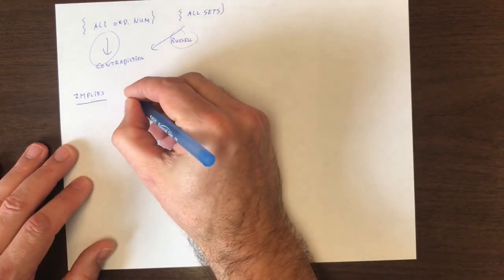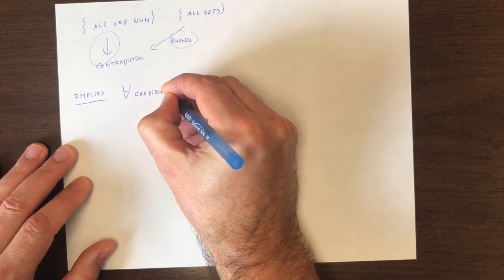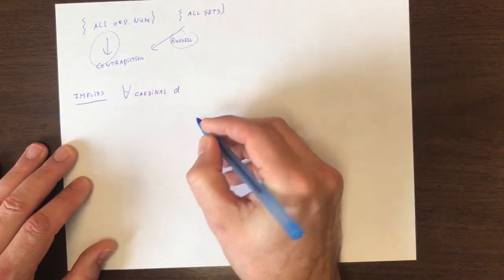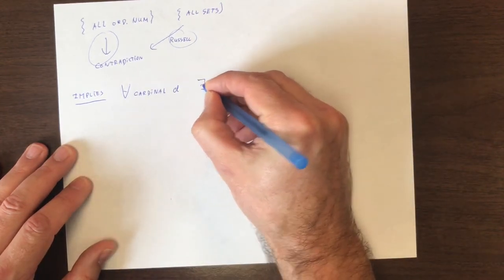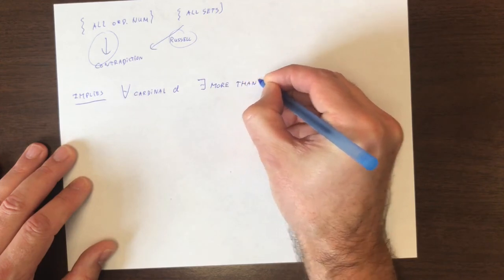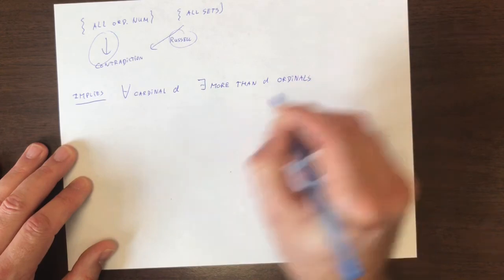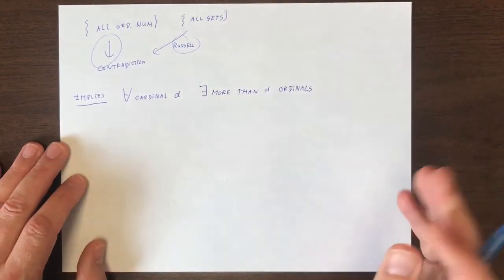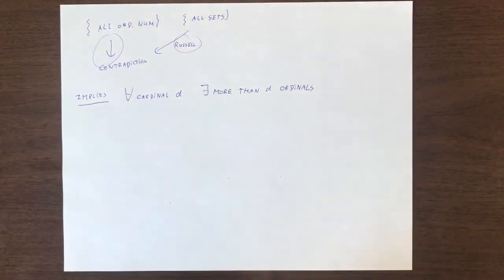So for any cardinal number d, there are more than d ordinals. So there exist more than d ordinals. That's what I mean by there are a ridiculous number of ordinals, more than any cardinal.